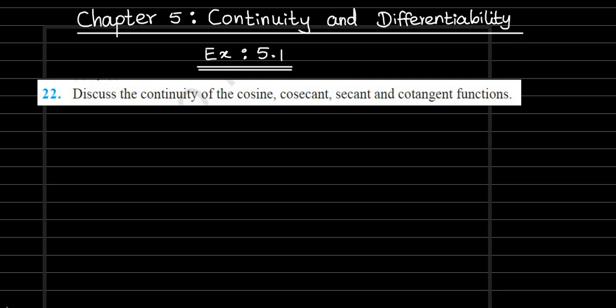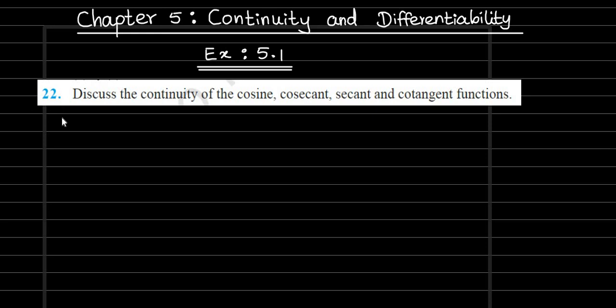Cotangent. Cotangent is what? Inverse of tan, that is cos by sine. So we know that two continuous functions in the quotient form, if it is in the p by q form, is still continuous. So we can say the other four are continuous with the help of cos and sine. So now I'm going to prove that the sine function is continuous and cosine is continuous. With that, I'm going to say the remaining functions cosecant, secant, cot are continuous. So let's start now.